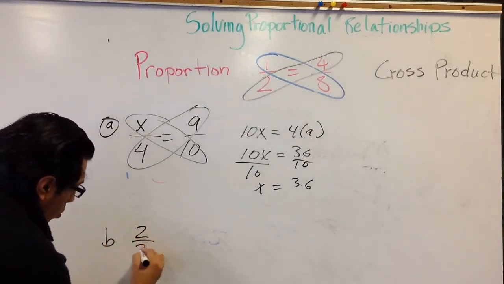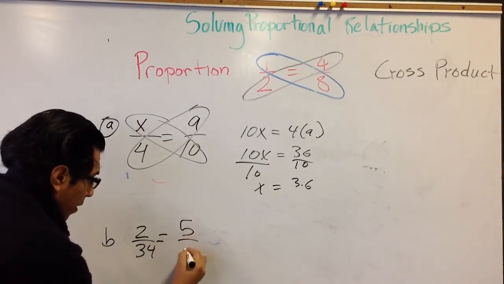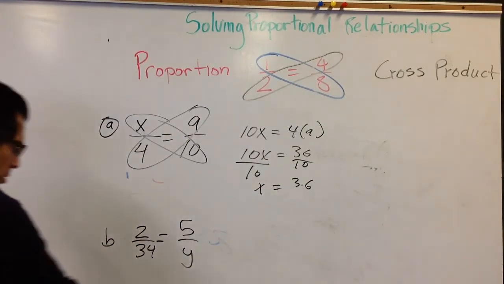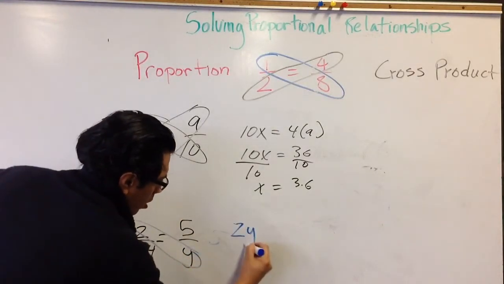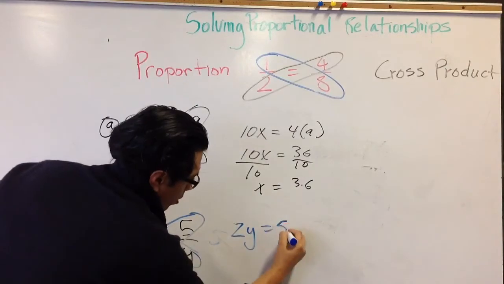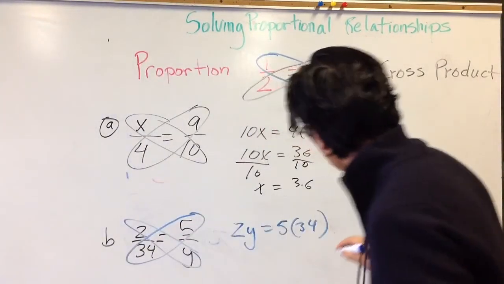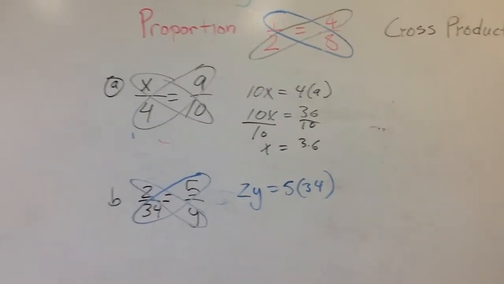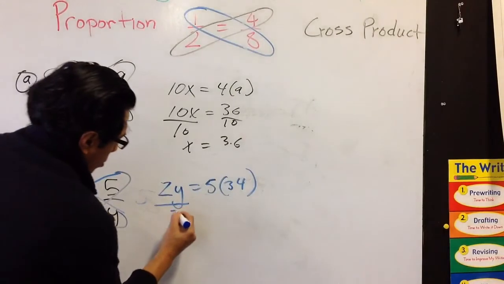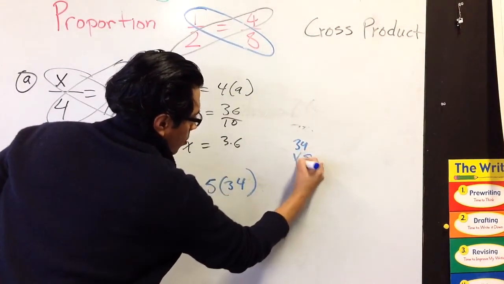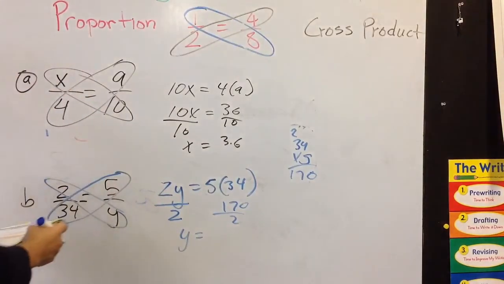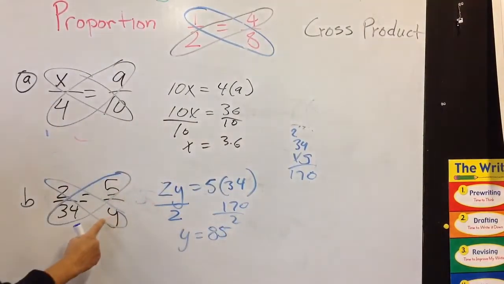Let's try B. It says 2 over 34 equals 5 over y. Yikes, there's a variable on the bottom. But we can do it. Why? Because we know it's a proportion. We know they're equal. Therefore, cross products is our new best friend. So cross products, we know that 2y equals what? 5 times 34. Let's solve for y, divide by 2. Whoops, I should have multiplied that first. So 5 times 34 is what? 170. Divide that by 2, so we know that y equals 170 divided by 2, or 85. So y is 85.